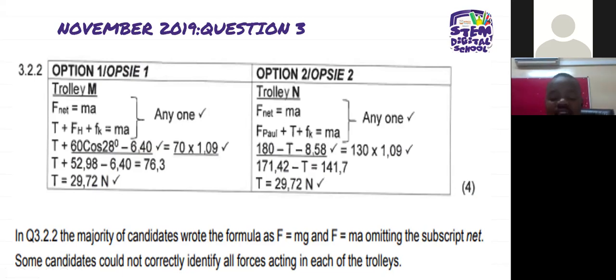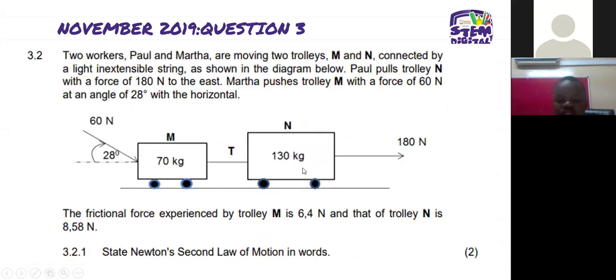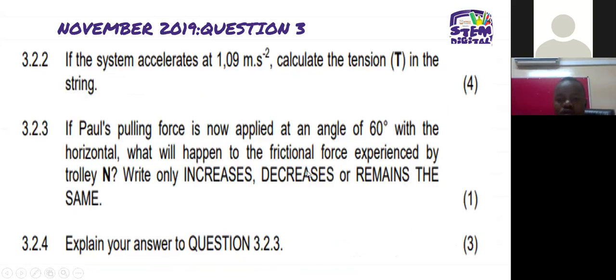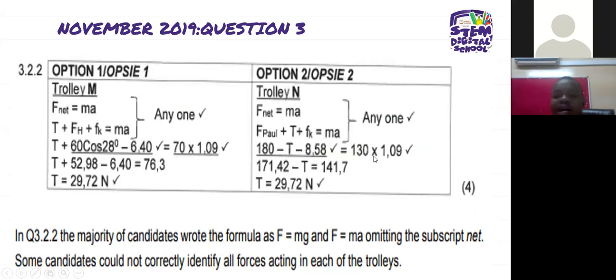Now, if we choose east as positive, remember this force was acting east, so we substitute it as positive 180. The tension is negative tension because it was acting to the left. The kinetic friction was acting to the left as well. It's negative 8,58. That's on N. And that will give you mass times acceleration. And the mass of N was 130. Right? It was 130 multiplied by the acceleration, which is 1,09. The acceleration is positive as well because it was east.